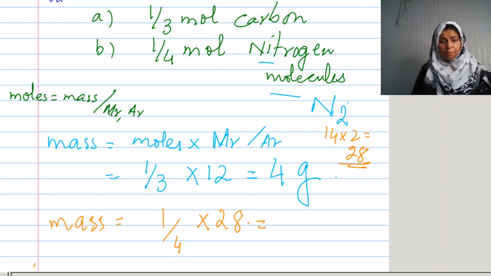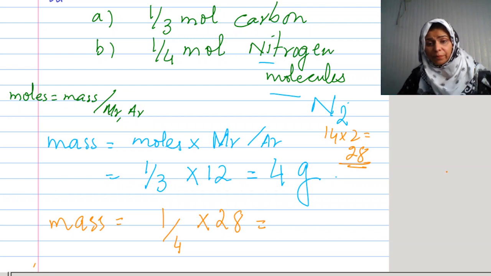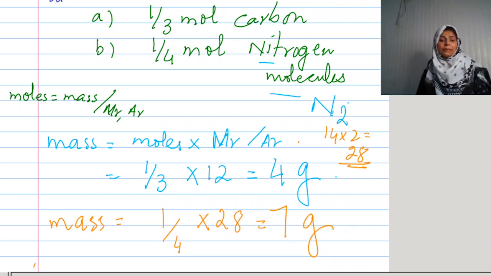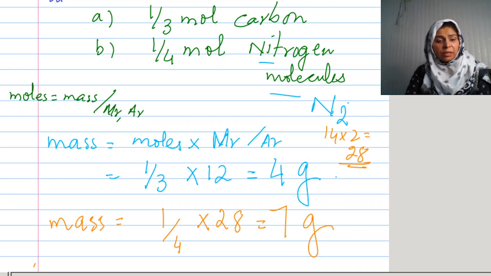Yes, be active, guys. Try to solve these questions actively. Yes, the answer is 7 gram. So this is the way through which we will calculate the mass or moles of the substances. The point is these are very simple questions which you have to calculate.